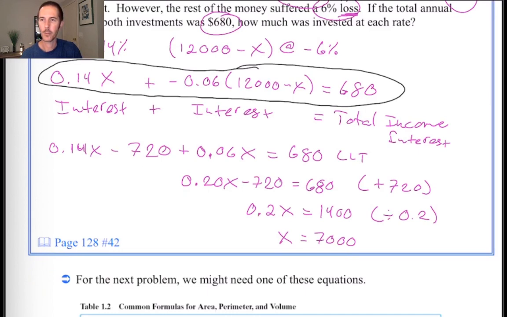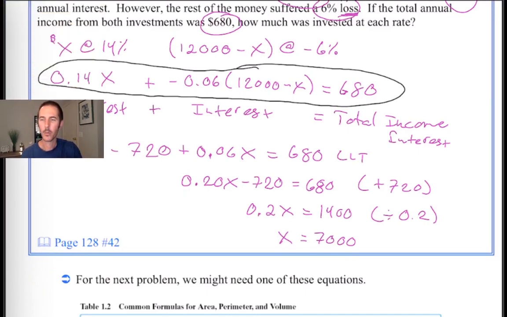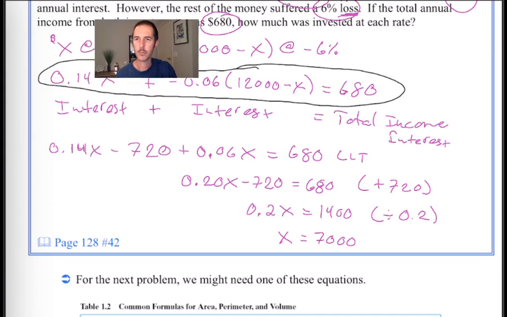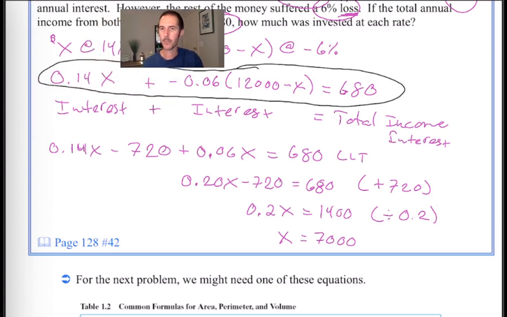I was going to try to move me. There we go. We wrote a little note up here. Look, I'm looking right at it. See that right there? It says that we invested X dollars at 14%.